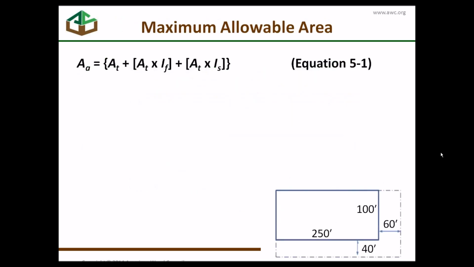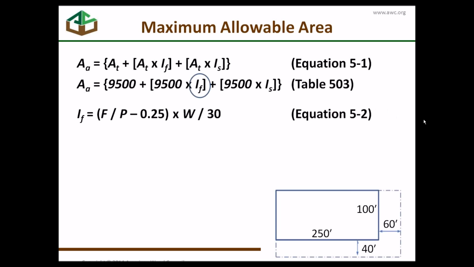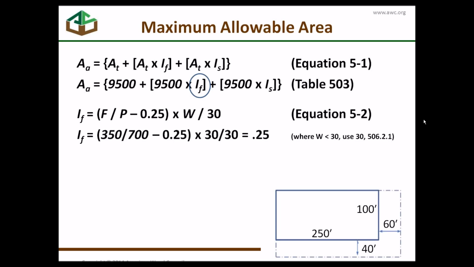Let's go back to our main equation. I've kept a little site plan down in the lower right. First of all, the tabular area, we can fill that in right away. That's going to be 9,500 square feet. And where's that from? It's right out of table 503. Now we're going to look for the I sub F term. You saw this equation before. And we see that the perimeter that has open frontage is these 2 sides. And we got 60 feet and 40 feet. The code tells us when it's greater than 30 feet, we have to use 30. It's section 506.2.1.